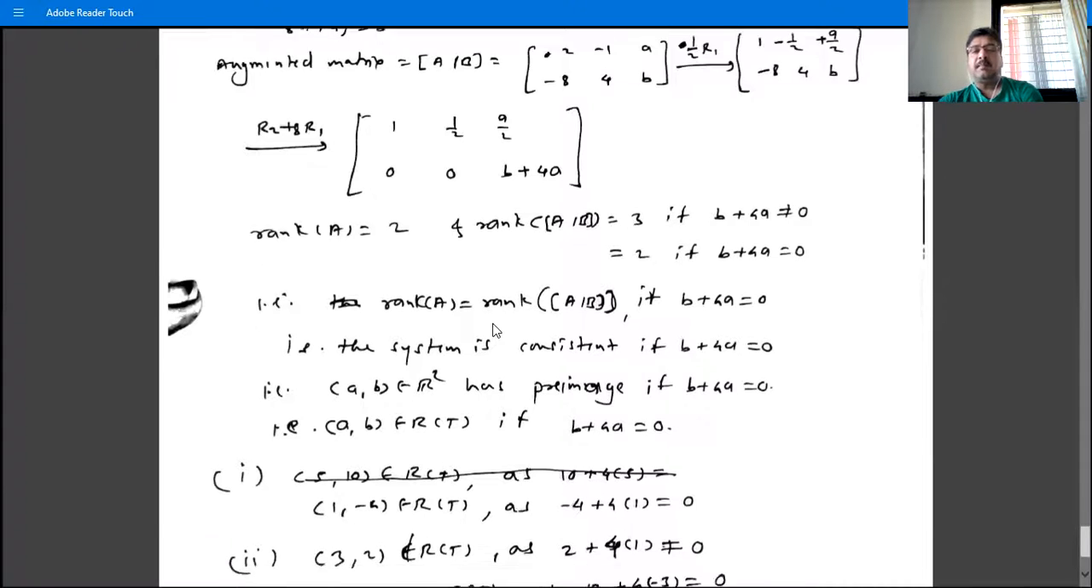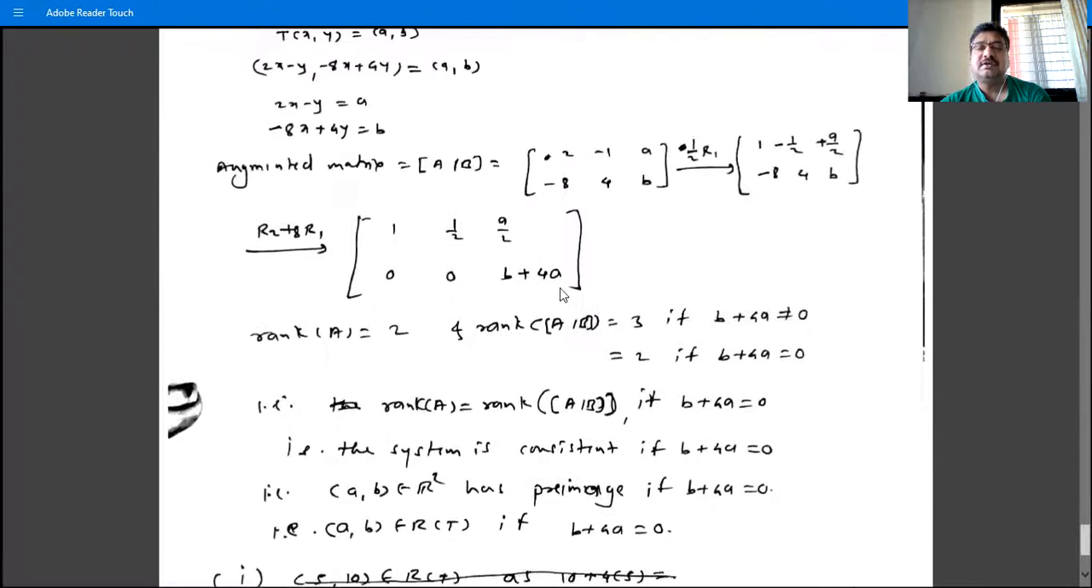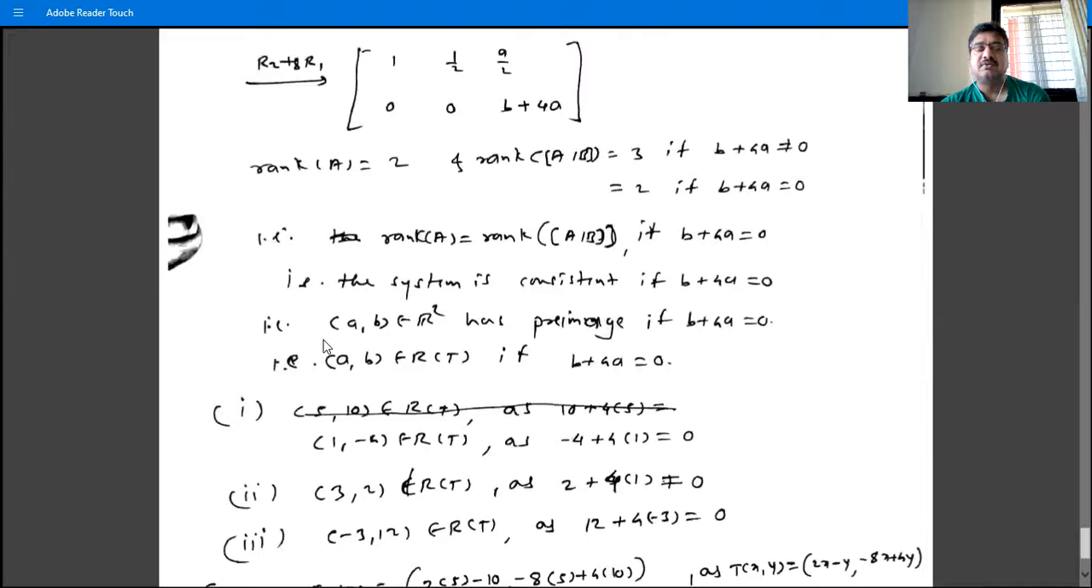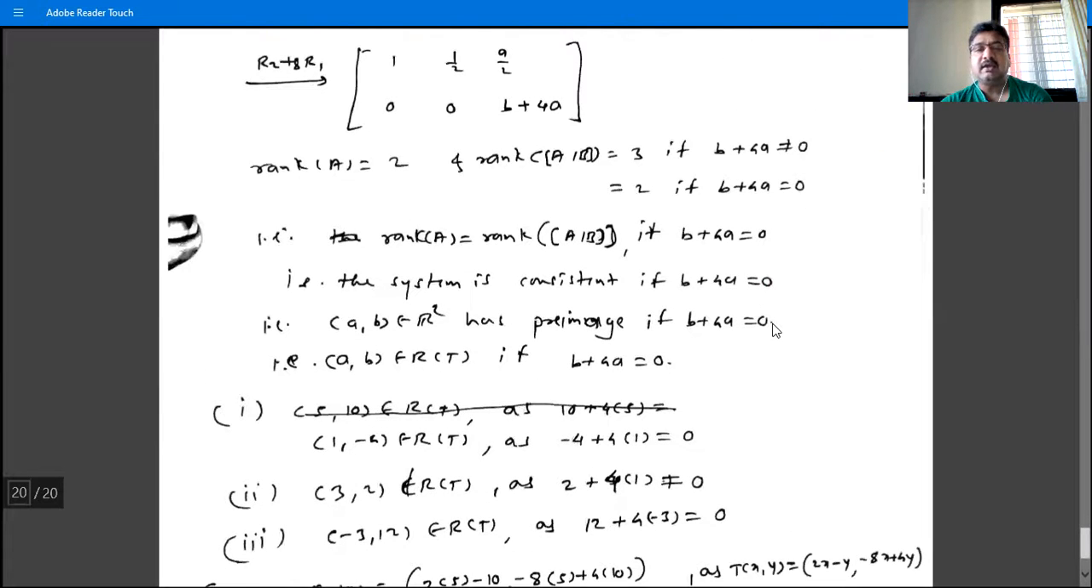Therefore rank of A and rank of AB are both the same when B plus 4A is equal to 0. Then rank of A is 1, and rank of AB is also 1. The system is consistent if B plus 4A is equal to 0. And therefore AB belonging to R square, this arbitrary element of the codomain, has a pre-image if B plus 4A is equal to 0.